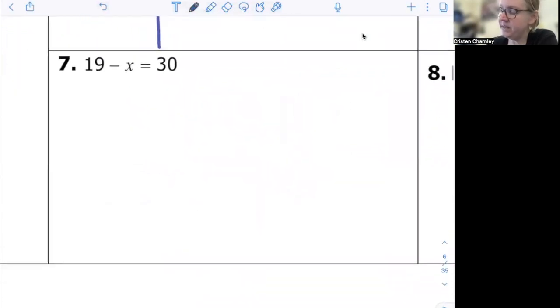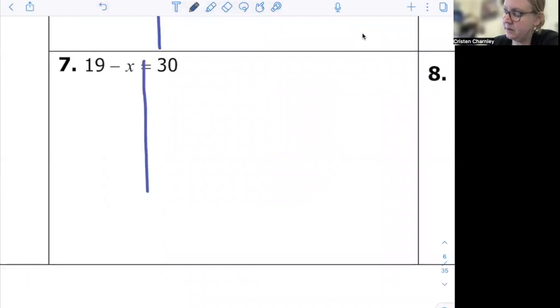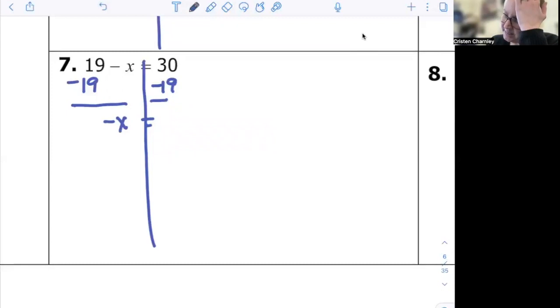Number 7, oh, this is a good one. There's my equal sign. I'm going to subtract 19 on both sides. -x is equal to 30 minus 19, which is going to be 11. I was thinking 21 in my head, but it's 11. Now, there's a negative sign in front of the x, but that's actually a number. So the question is, what number is it? It's a -1. This really means -1 times x equals 11.